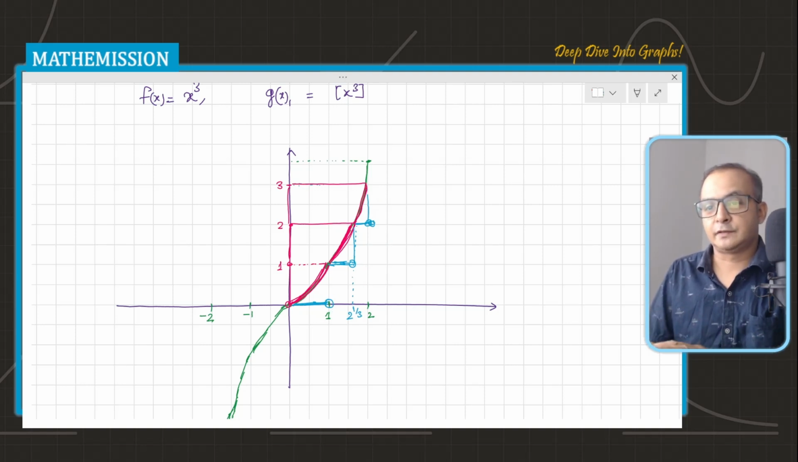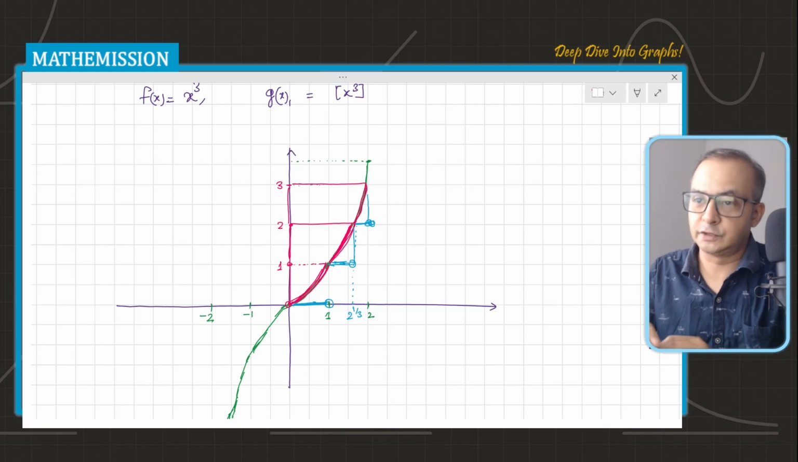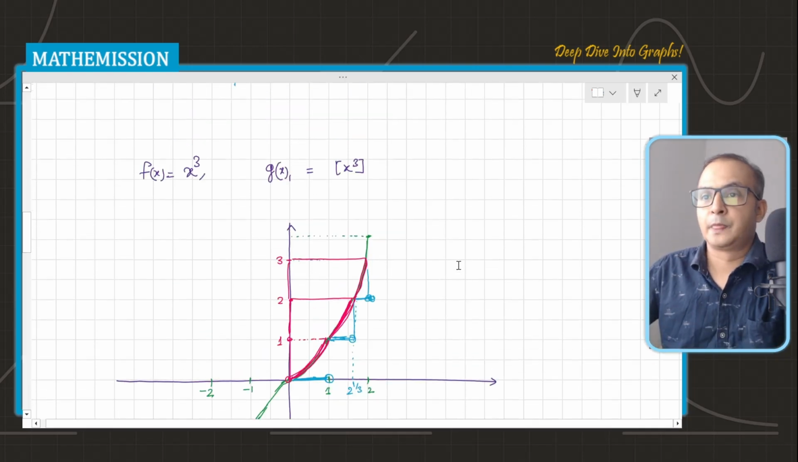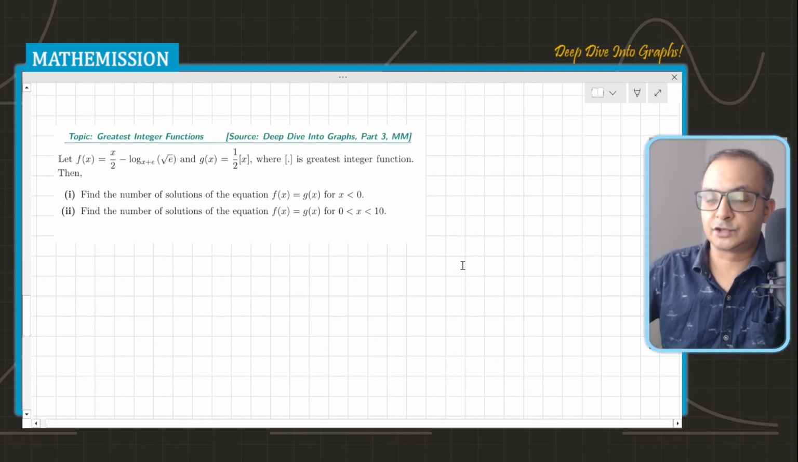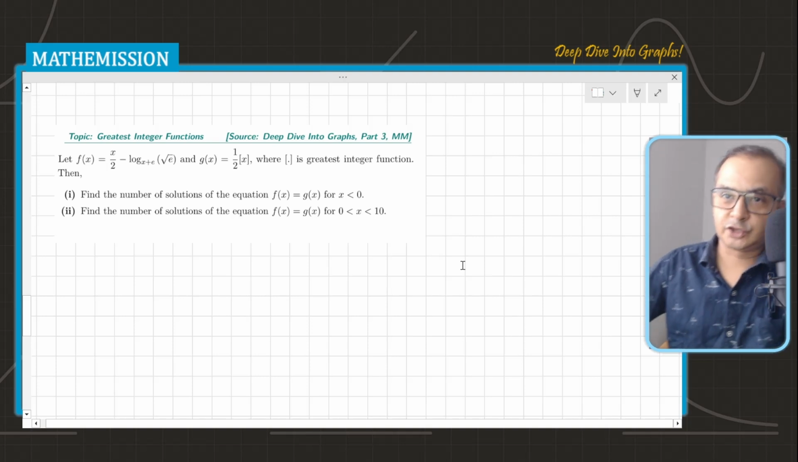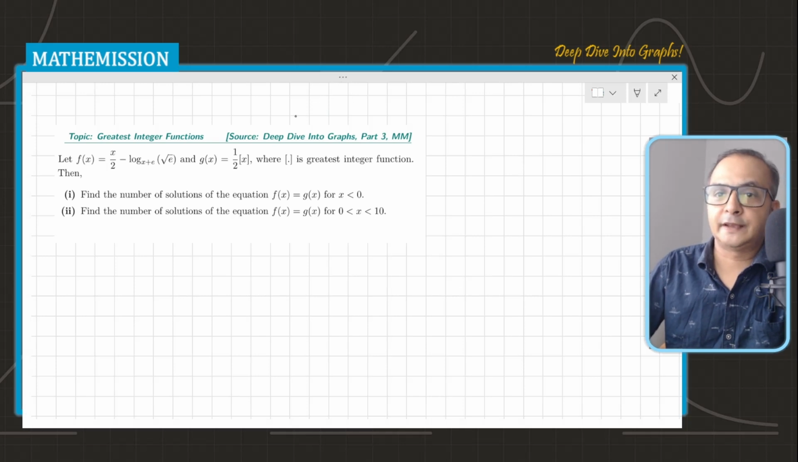So in this way we can plot this part also, and this is the way to find out the greatest integer graph of any function. Now, how do we apply this technique to solve some questions? Let's try. This is the first question I have taken: f(x) is equal to x by 2 minus log of x plus e root e, and g(x) is half of the box x, and we have to find the number of solutions of the equation f(x) is equal to g(x).